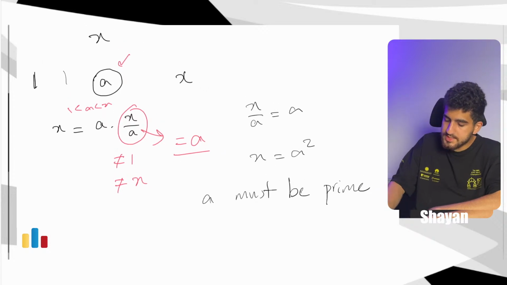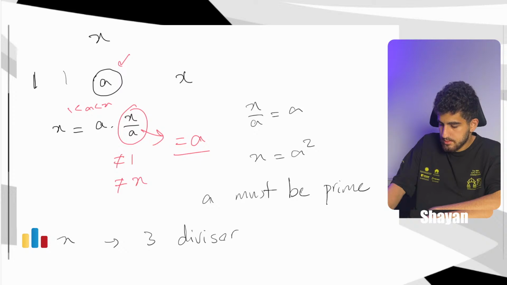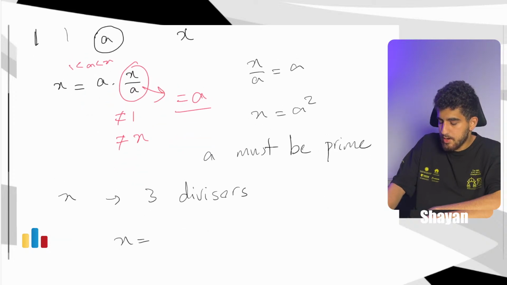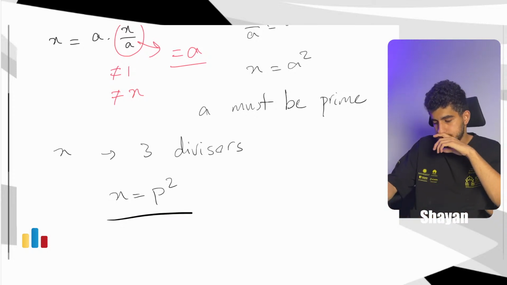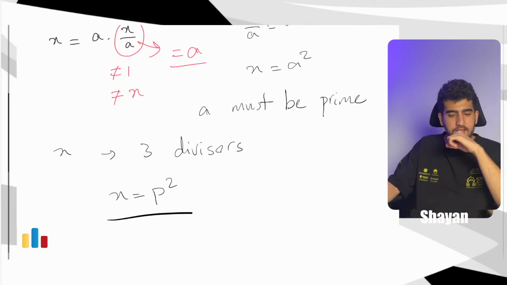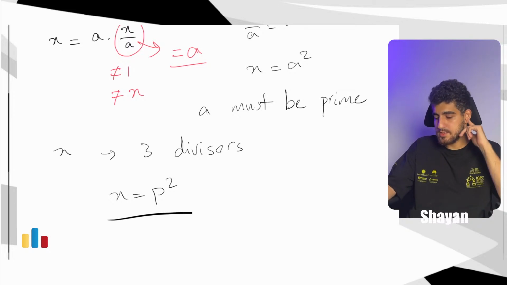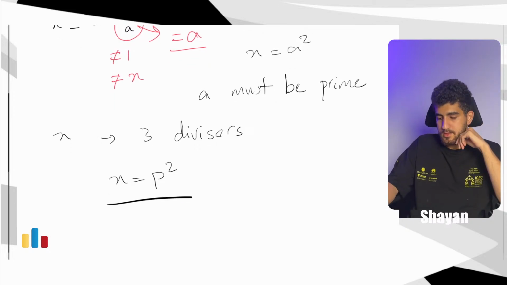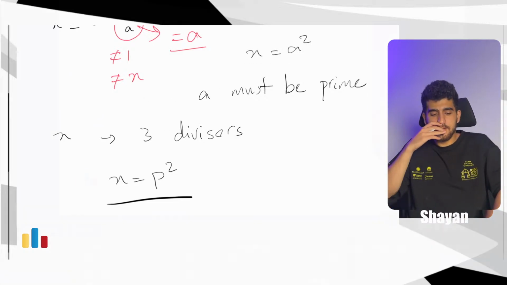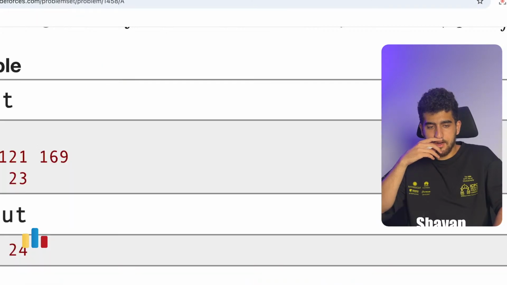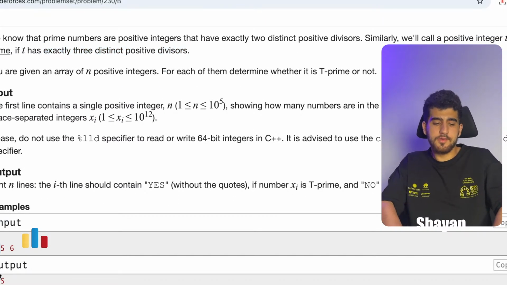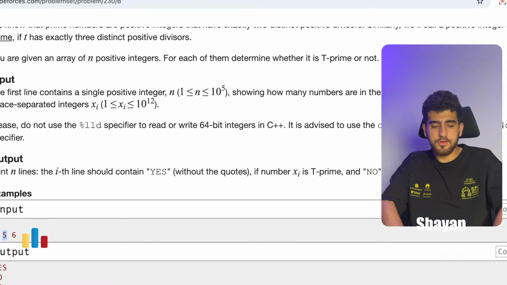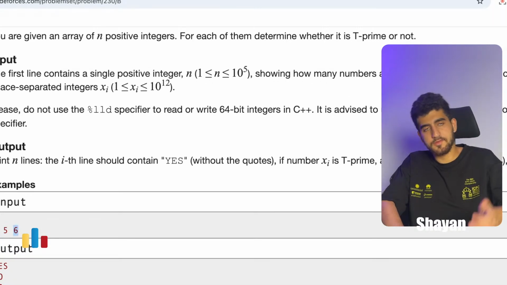The point is that if x has three divisors, x is a prime number to the power of 2. x is some p squared. Okay, so if x has three divisors, x is some p squared. So for each of these numbers, we want to find out whether it is some p squared or not. For example, 4 is a prime number to the power of 2, so it's yes. 5 is not a prime number to the power of 2, so it's no. 6 is not a prime number to the power of 2, so it's no.